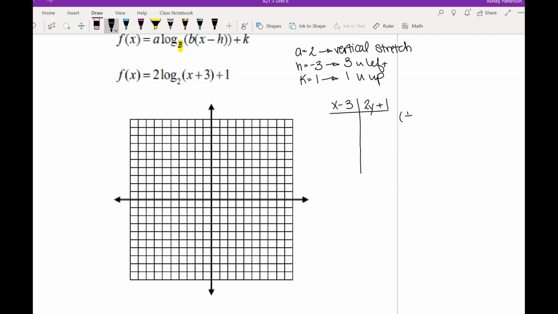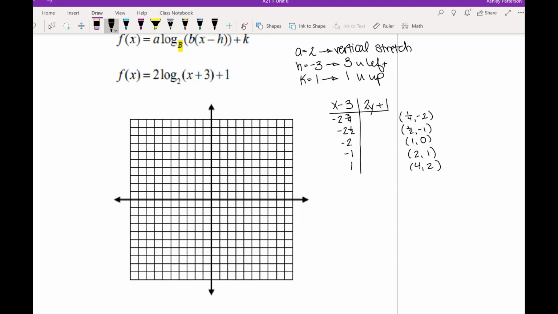As always, I'm going to go ahead and put the parent points next to my transformation table. It's a little bit easier for me, and we've talked about this, just to have it right there to see it. You guys do have it on your page. Okay, so if we take 1/4 and substitute it in for x, we get 1/4 minus 3, which is -2 3/4. 1/2 minus 3 is -2 1/2. 1 minus 3 is -2. 2 minus 3 is -1. And 4 minus 3 is 1.